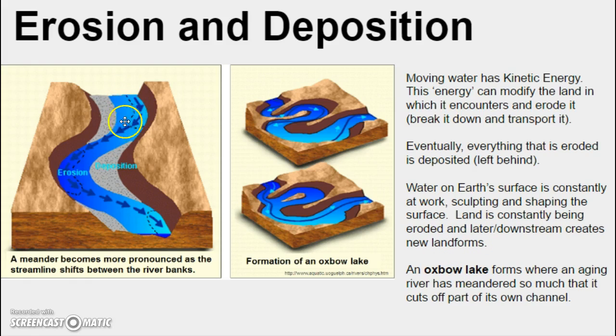So we'll see here as the water is moving, it's going to erode the outside of the bend, and it's going to deposit sediment on the inside of the bend. So notice, over time, it's going to erode more, and it's going to deposit more on the inside. As a result, we get a greater amount of meander over time. An oxbow lake is simply a structure in an aging river where it has meandered so much that it cuts off part of the channel itself. So oxbow lakes are generally cut off sections of the river itself.